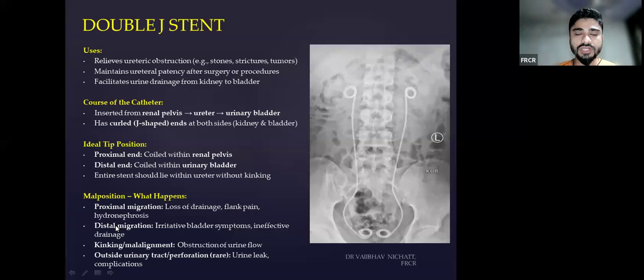What happens if there is a distal migration? The whole of the DJ stent you will see lying in the urinary bladder in the pelvis. That will cause irritation of the urinary bladder and ineffective drainage. Kinking, obviously, if there is any kinking with ureteric obstruction, then the patient will have further increase in hydronephrosis and upper hydroureter. Or if it is outside of the urinary bladder, then you might see some associated iatrogenic injuries such as hematoma, or some urinoma formation in such cases. Okay.